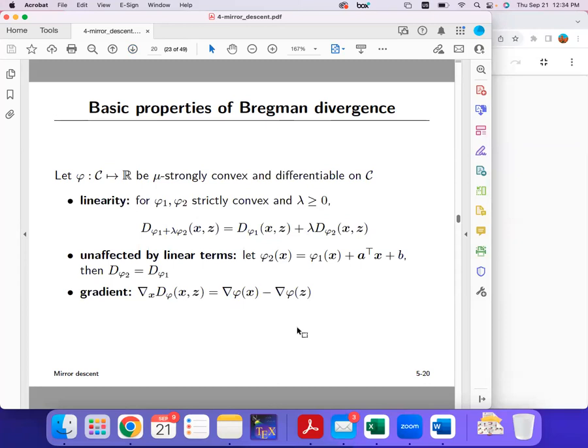And also we have this linearity property. If we define the divergence based on a linear combination of two phi functions, phi1 plus lambda times phi2, then you can follow the definition and check that this can be decomposed in a very natural way. It is simply the divergence based on phi1 plus lambda times the divergence based on phi2. So it is linear with regard to the phi function.